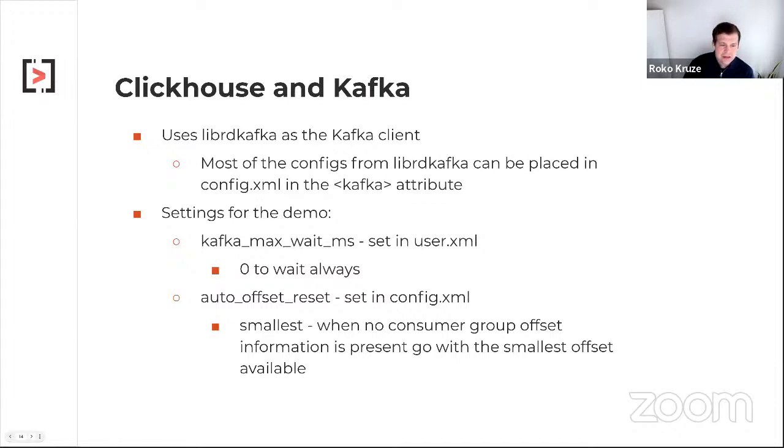A few settings I had to make for the demo: I did have to set kafka_max_wait_ms. I think this defaults to about 5 seconds. I set it to 0 to wait always, because I was making requests going to the object store for historical data, and I was seeing some timeouts. The other setting is auto.offset.reset in the config.xml. By default, when you point librdkafka to a topic, it only wants to read new data as it comes into the topic and not do historical requests. This setting allows me to create a table within ClickHouse where I can also look at historical data on the system.